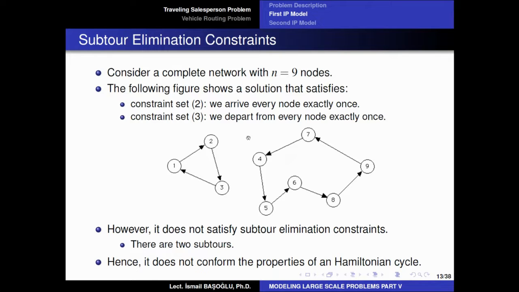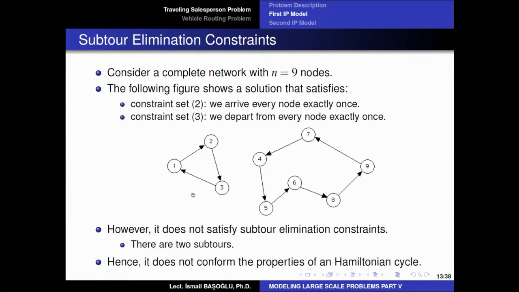Now, for a given subset of nodes in your network, let's just focus on the second subset here: 4, 5, 6, 7, 8, 9. So you see there are 6 nodes here, and among this subset, we are seeing 6 edges again. So given a subset of 6 nodes in your network, if you see 6 edges between these 6 nodes, obviously there will be a subtour. Okay, so what is the rule here?